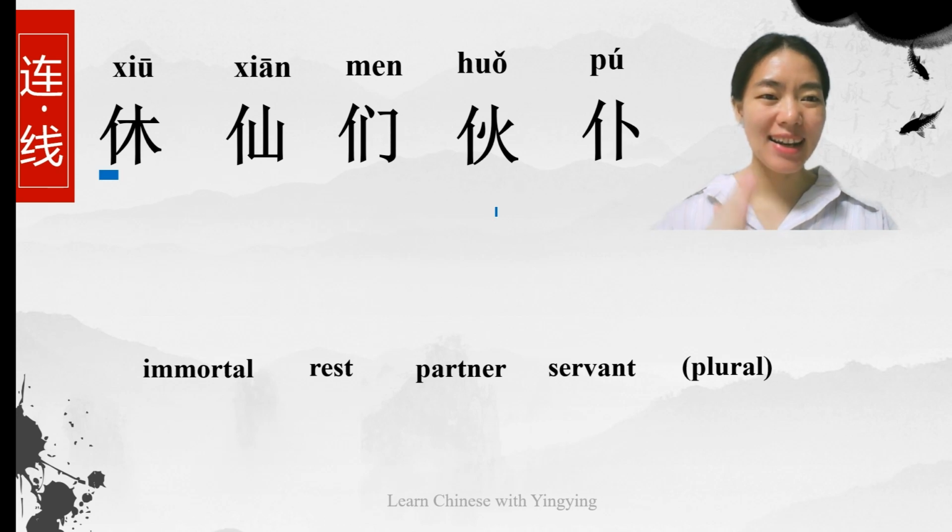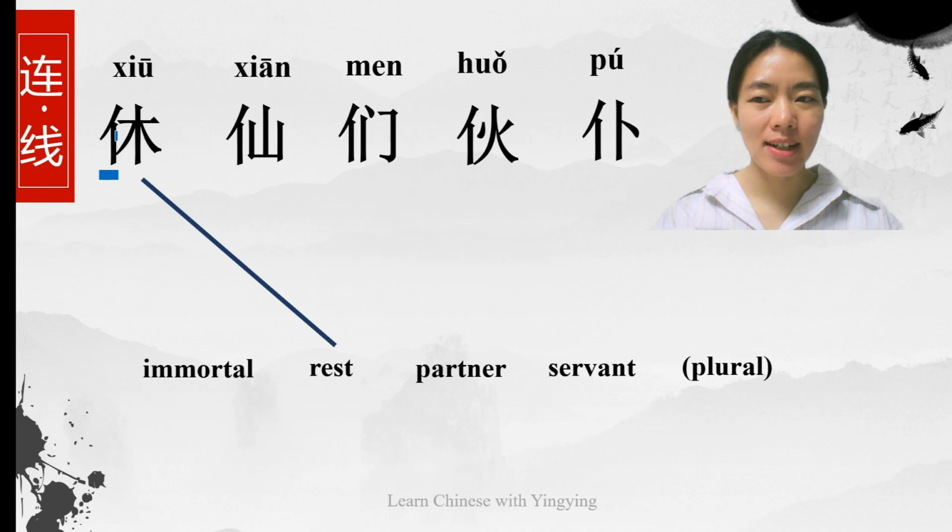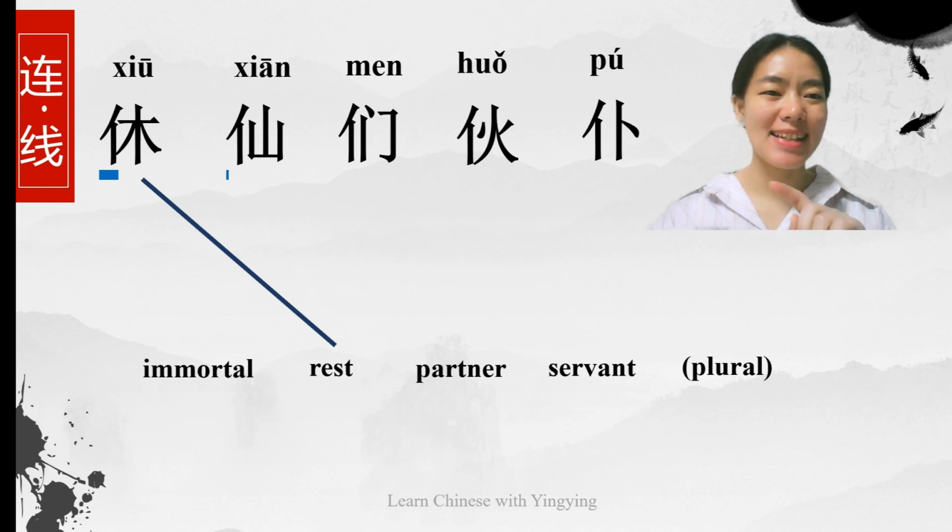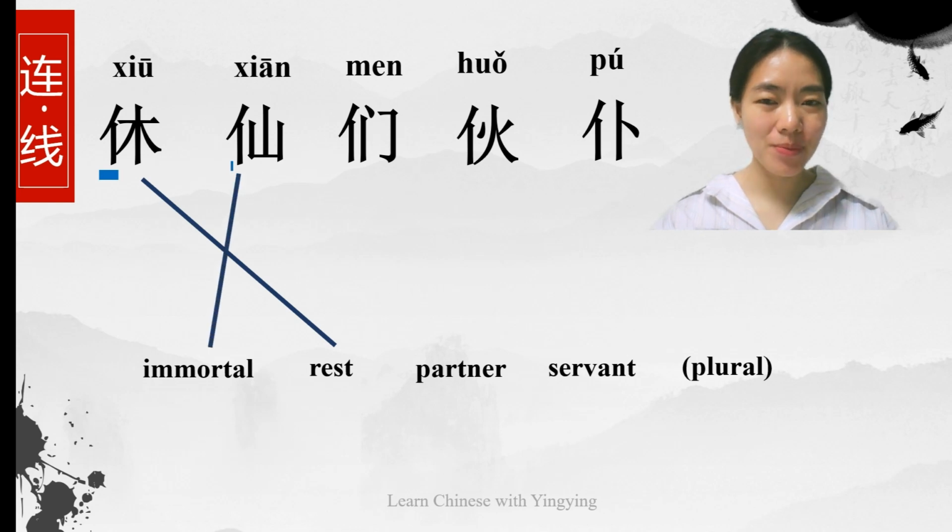If you are done, let's check them together. So the first word is 休. 休, it means rest. So a person rests under a tree. 休 means rest. The second word is 仙. It means immortal. An immortal normally lives in the mountain. So 仙 means immortal.